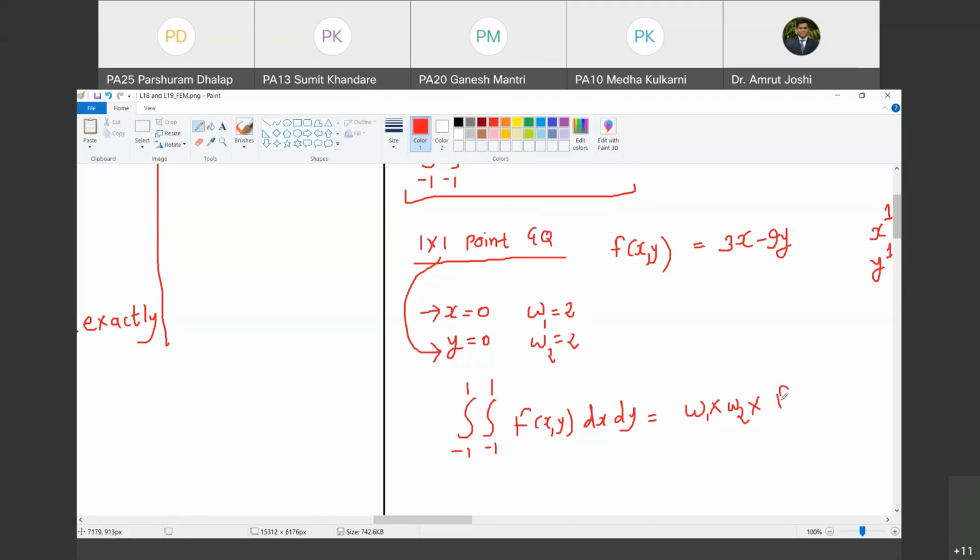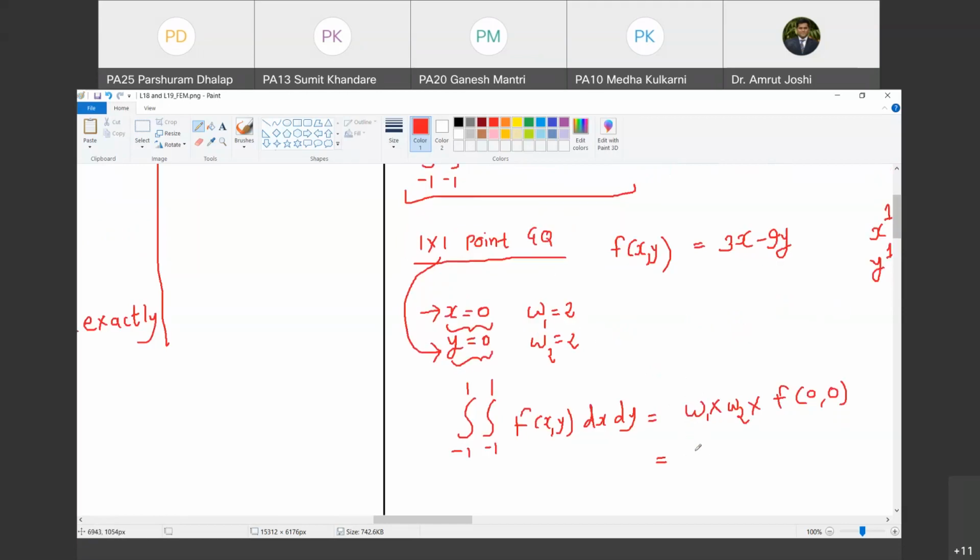into f of 0, 0. देखो x का एक ही पॉइंट था 0 वाला, y का एक ही पॉइंट था 0 वाला. So f of 0, 0 into w1 into w2. Are you with me? Yes, sir. I claim this is going to be the exact integration. Let us try it out.